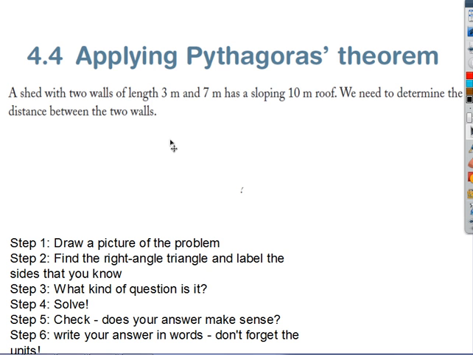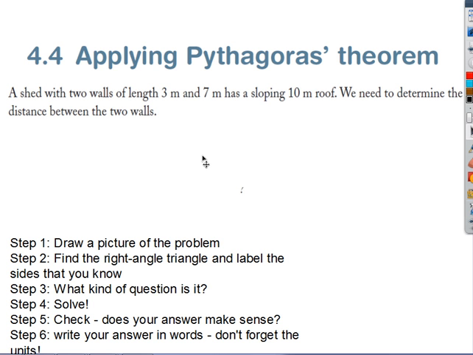We're going to have a look today at this problem here, where a shed with two walls of length 3 meters and 7 meters has a sloping 10-meter roof, and we need to find out the distance between the two walls. So if I get a question like this, the first thing I would do is try to draw a picture of the problem. Step 1 here.